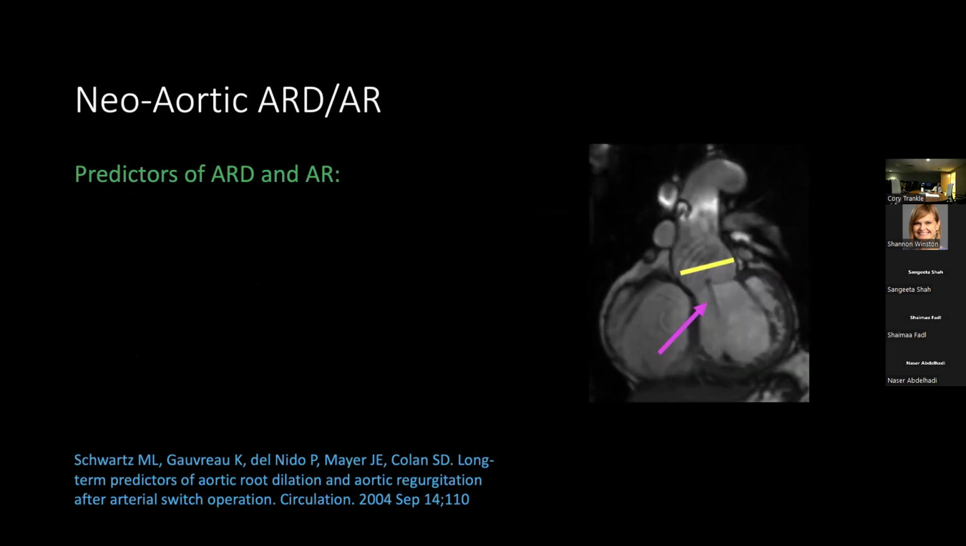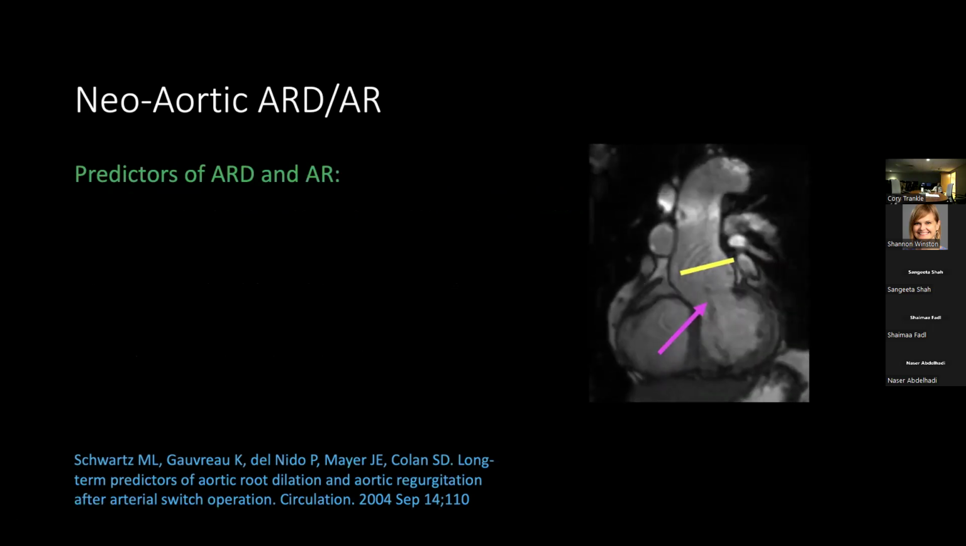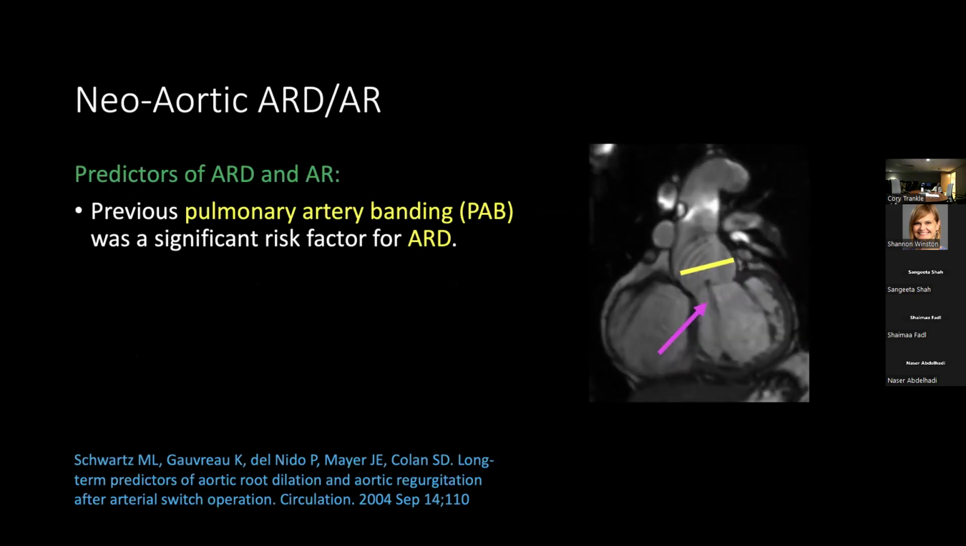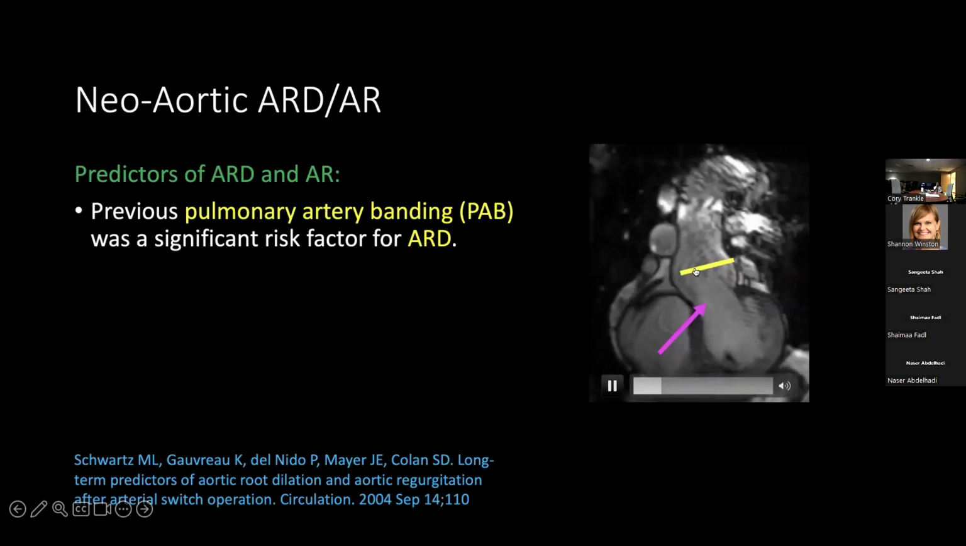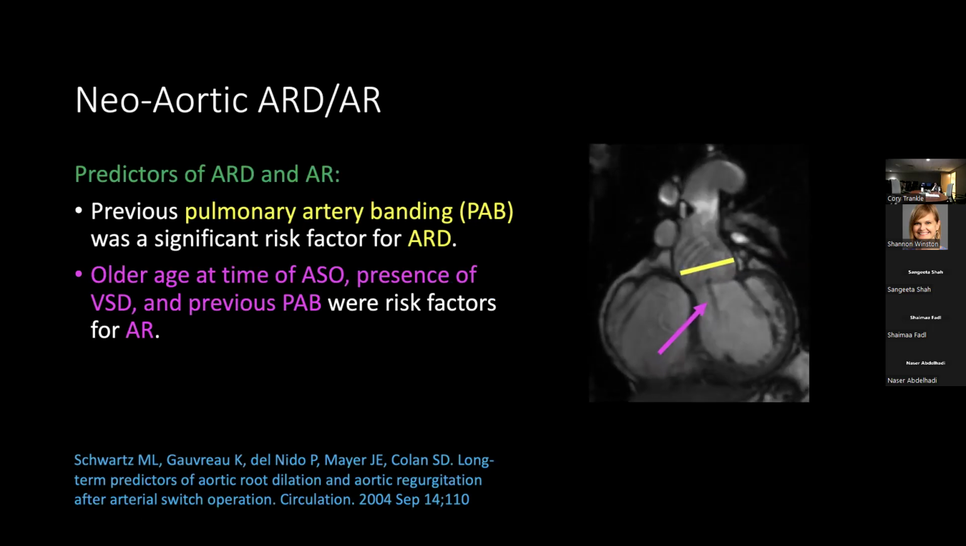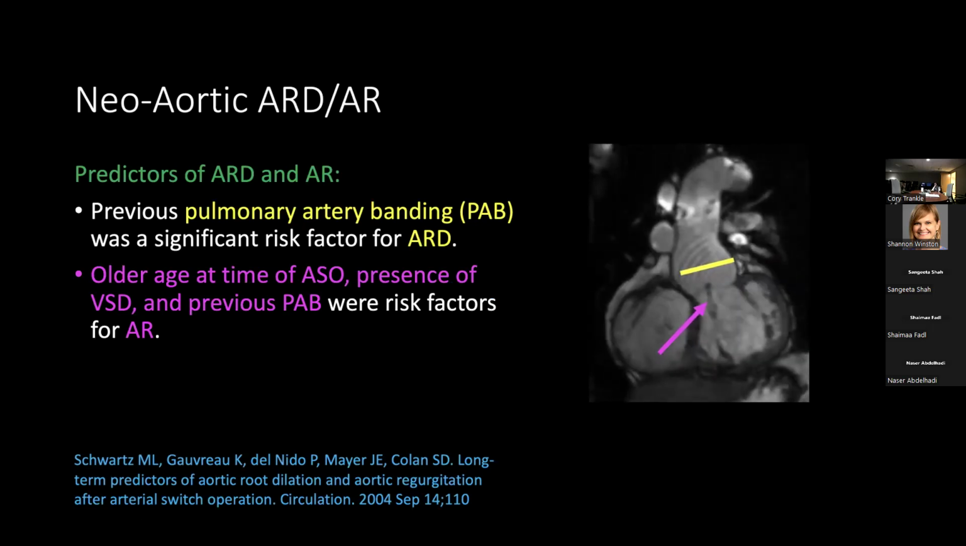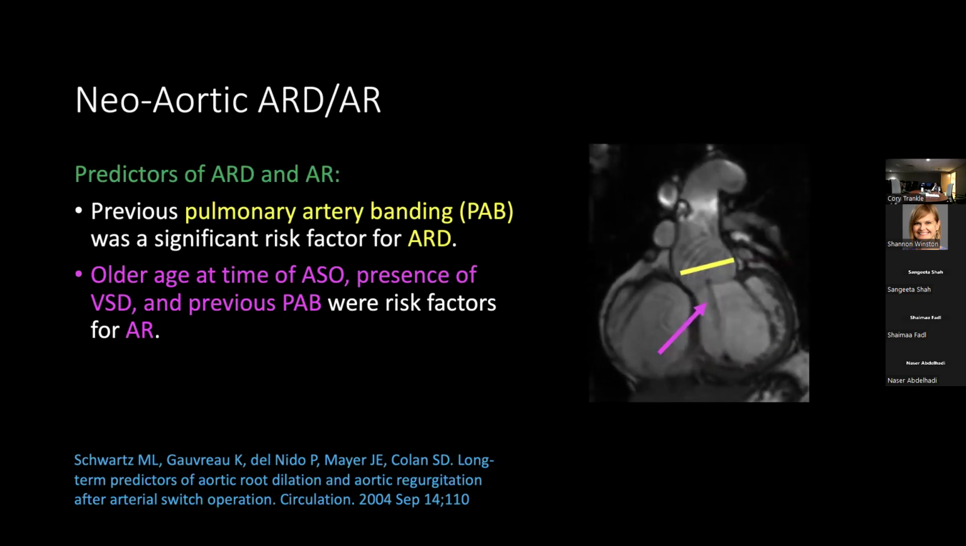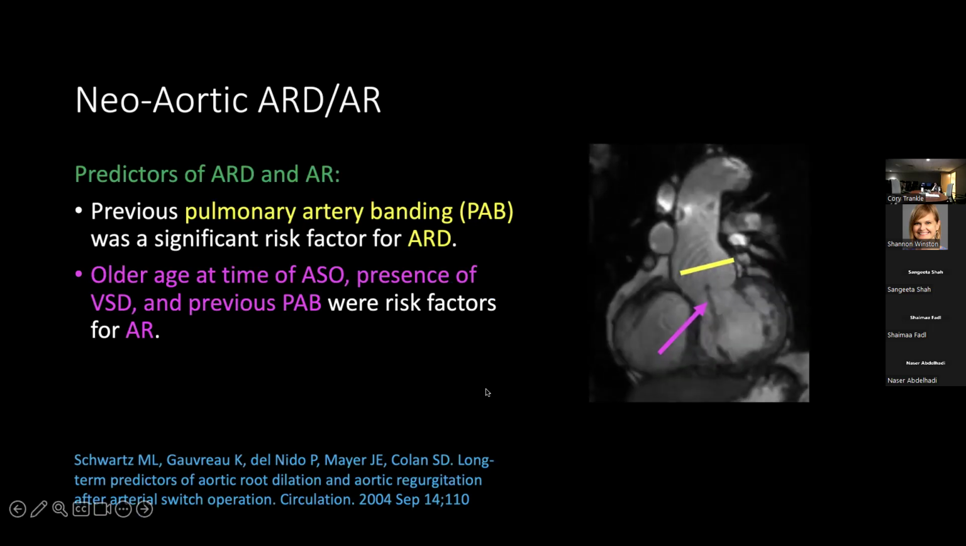And they found that the predictors for the aortic root dilation and aortic regurgitation: if the patient had undergone previous pulmonary artery banding, that correlated with the aortic root dilation. And the presence of aortic regurgitation correlated also with the history of pulmonary artery banding, but also if the patient was corrected at an older age, more than a year of life, or the presence of VSD.